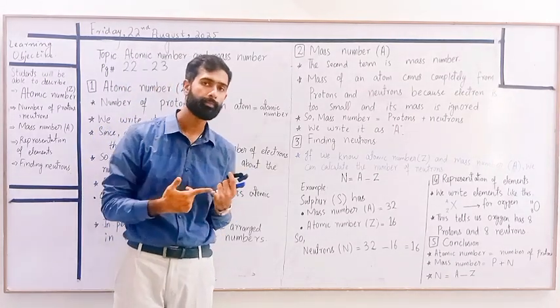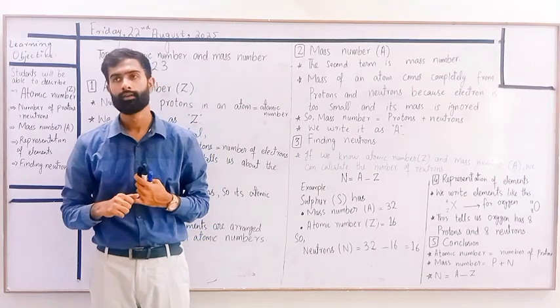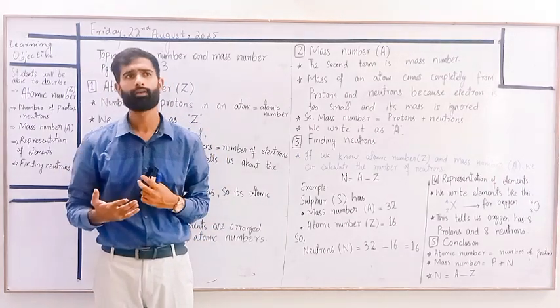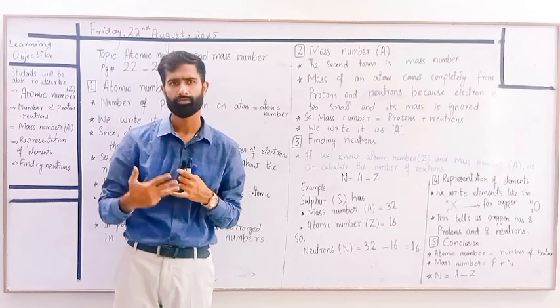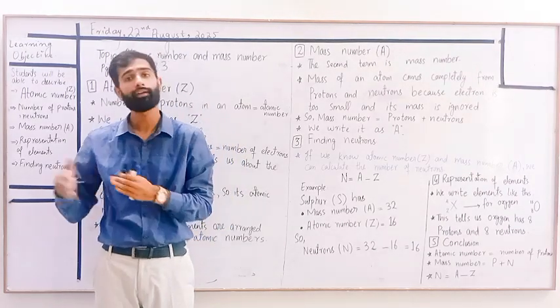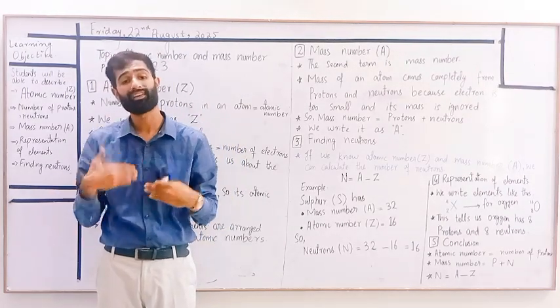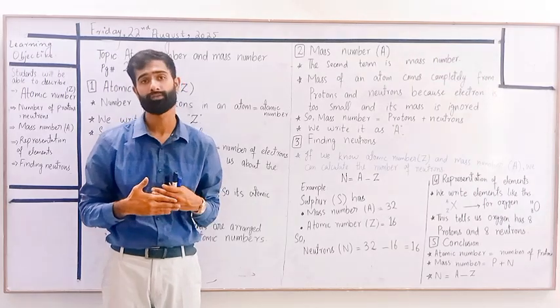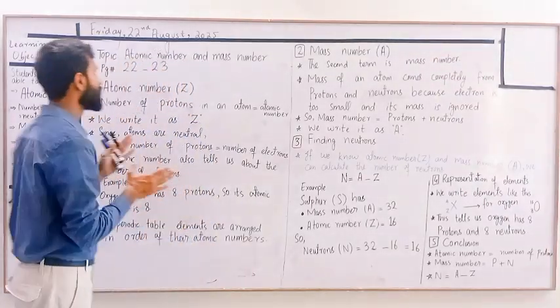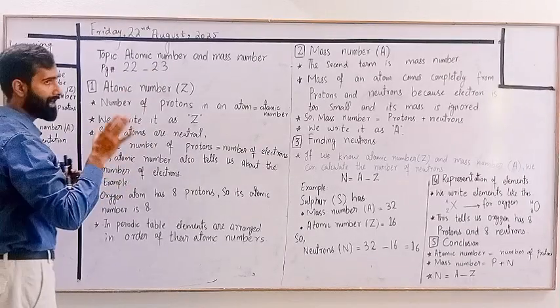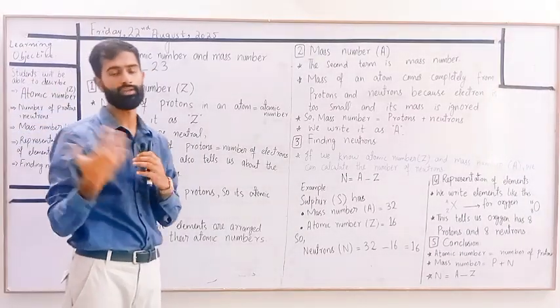Today, we are going to discuss a very important idea in chemistry that is related to atomic number and mass number. Have you ever wondered that gold, iron, platinum, silver, carbon, nitrogen, oxygen, these are all elements, but they are different from each other? Why are they different from each other? The answer is because their atomic number and mass number are different from each other.